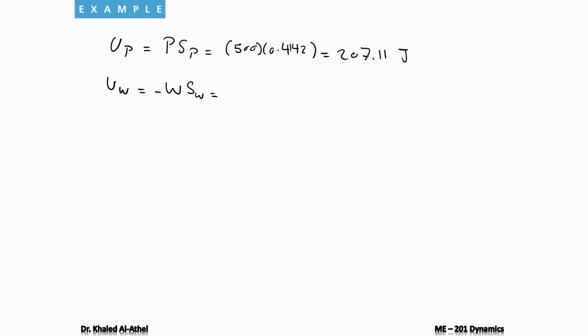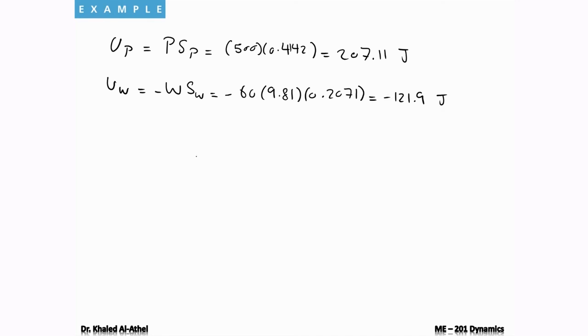So UP will equal P times SP. This equals 500 multiplied by 0.4142, which equals 207.11 joules. The work done by the weight in this case is going to be minus W SW, which will equal minus the mass 60 times gravity 9.81 times SW, which is 0.2071, and this should equal minus 121.9 joules.